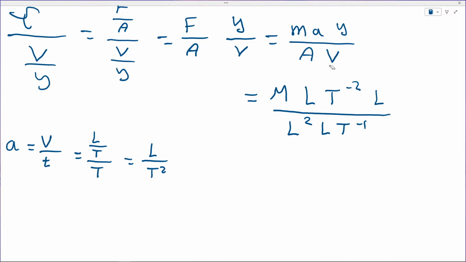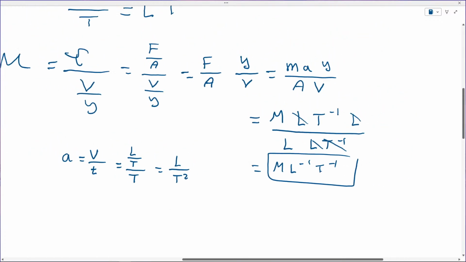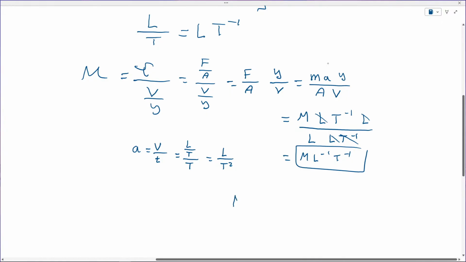Let me delete this here. Can we simplify what we have here? Yes, we can simplify. This can go away with one of these, and this can go away with this. This can go away with one of these, so you only have one of them. That will leave us with M, L. I can bring this up, so it will be minus 1, and that would be T minus 1. Isn't this just what we got from that table? Remember that table I showed you? It was M L T minus 1. So that is our viscosity.